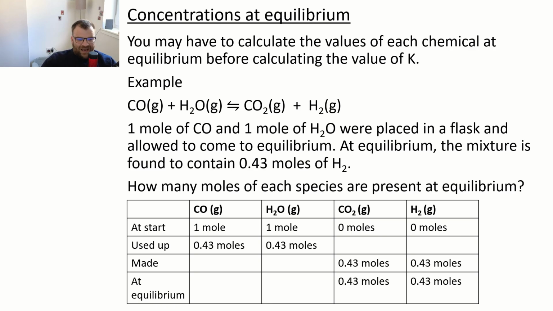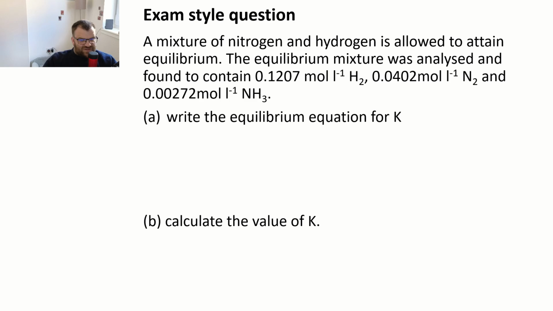And from here, if we had 1 mole of carbon monoxide at the start and we used up 0.43 moles, at equilibrium we'd be left with the difference between both of them. This one, all the numbers are 1-to-1 ratio, which makes it quite straightforward. I then plug in the numbers and I get out, at equilibrium, the values of the 4 chemicals I must have. Next we'll go into some exam style questions.